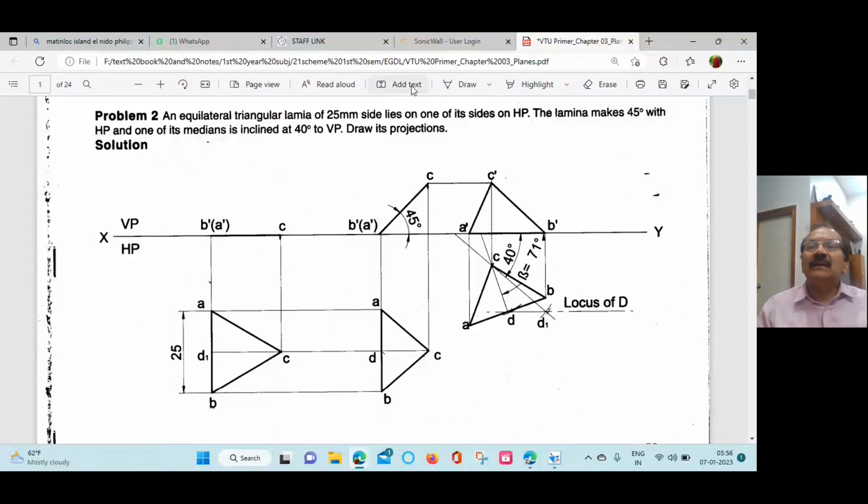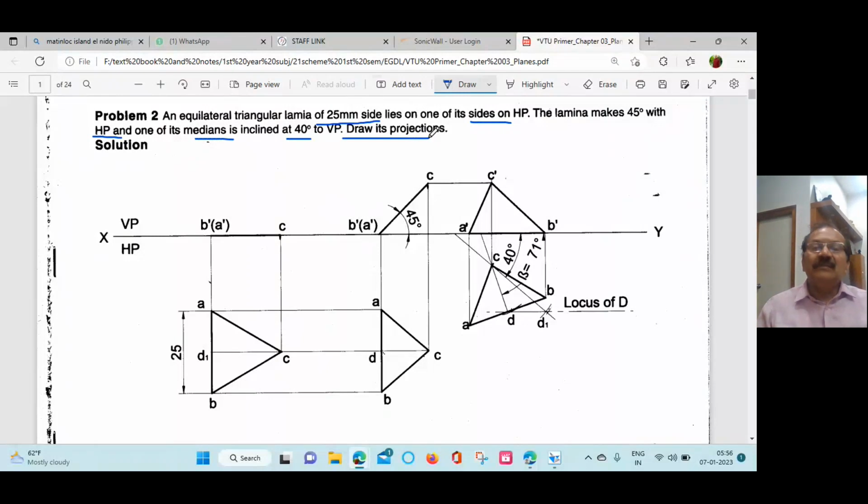An equilateral triangular lamina of side 25 mm lies on one of its sides on HP. One of its edges should be on the HP. The lamina makes 45 degree with HP. Lamina makes 45 degree with HP means the surface of the lamina makes 45 degree with HP, and its median is inclined at 40 degree to VP.